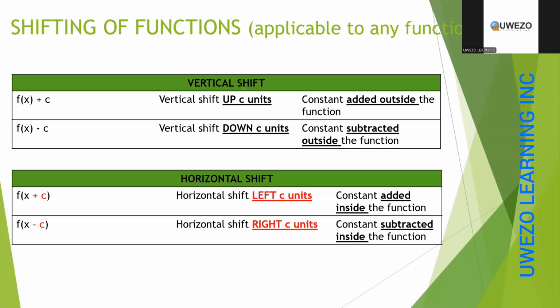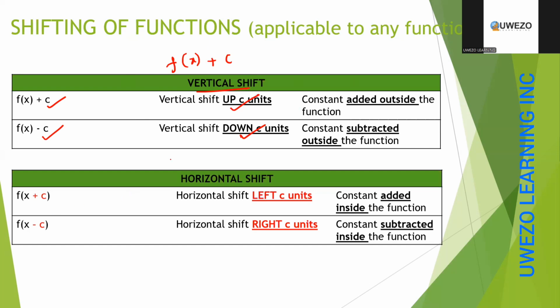When shifting a graph of a function, if you add a constant c outside the function, then there will be a vertical shift. If c is positive, then the graph will go up by c units, and if c is negative, the graph will go down by c units.